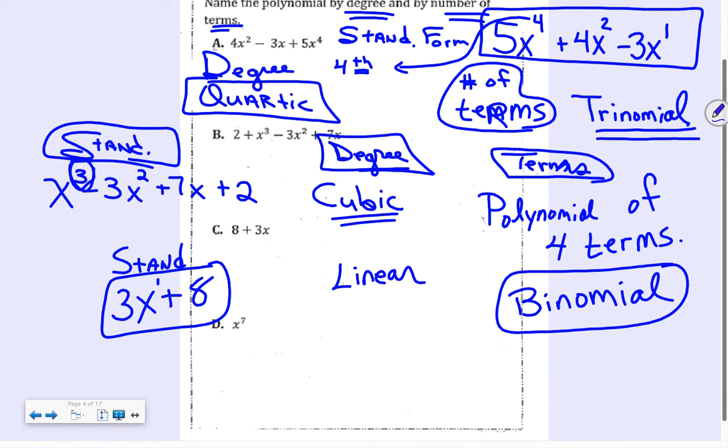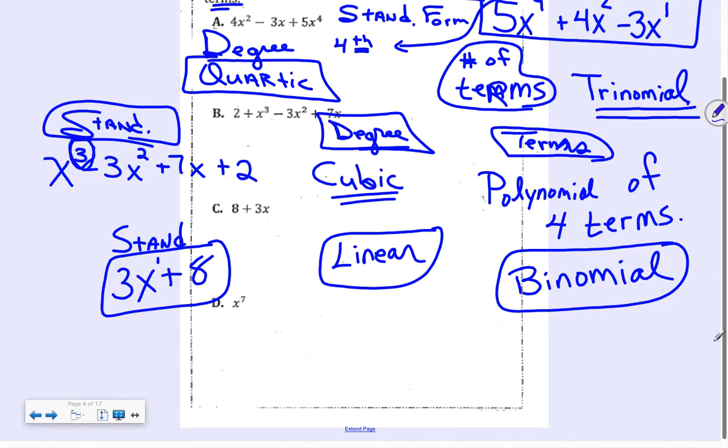Here's the answer. Okay? All right, that last one's kind of weird because there's not much to it.